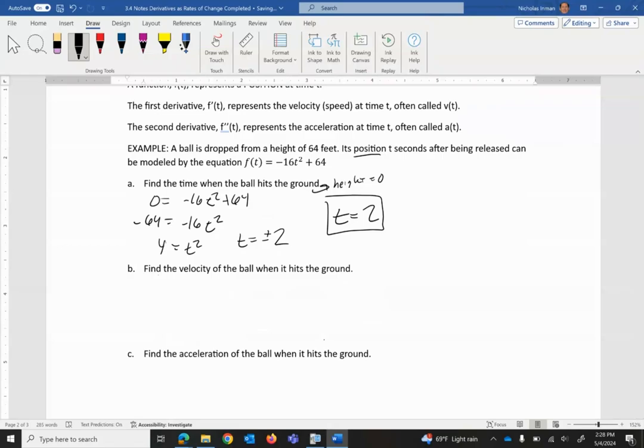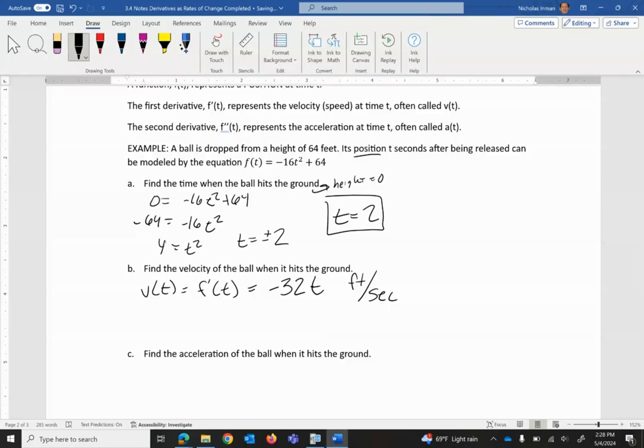Well, the velocity, v of t usually, is just the derivative. All right, so we find the derivative of our function. That's just a power rule, 2 times negative 16. And the derivative of 64 is 0. So we just have negative 32t. All right, and that in units would be feet per second. All right, our ball should fall right now 32 feet every second.